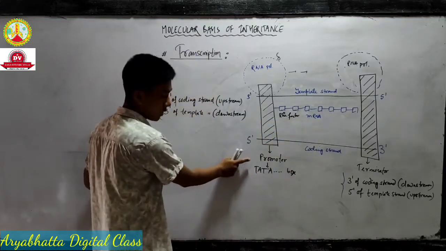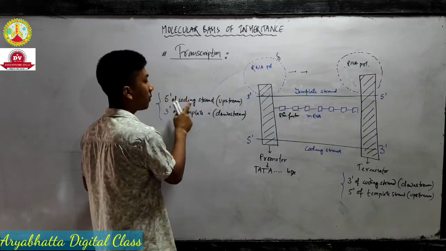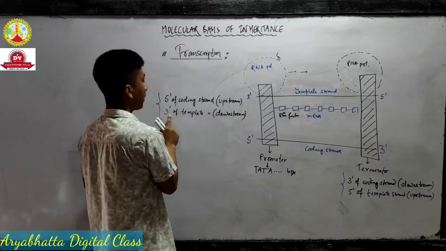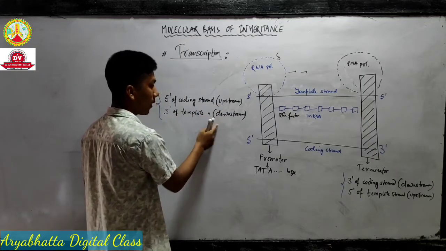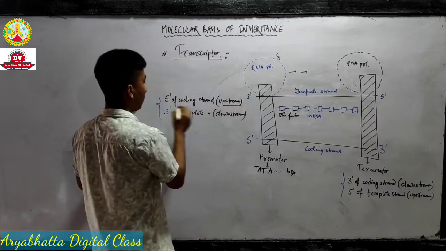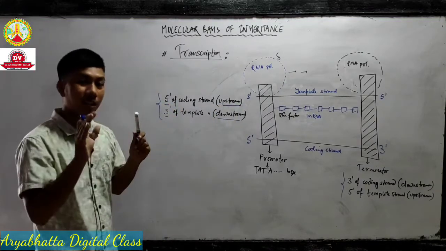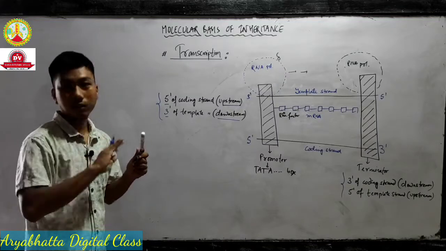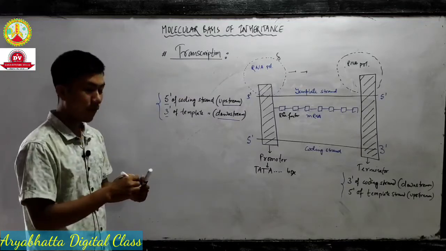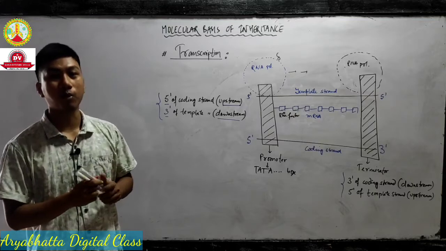The promoter is attached at the 5 prime of the coding strand upstream and the 3 prime of the template strand downstream. Whenever the word is upstream, that means 5 prime. Whenever the word is downstream, it means 3 prime. Just remember that, no need for why, how, or when. If I go in deep, you will get confused.